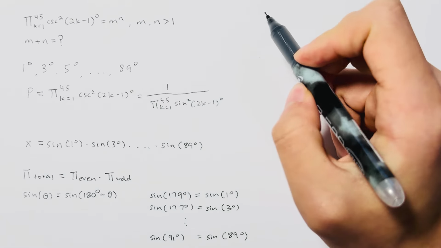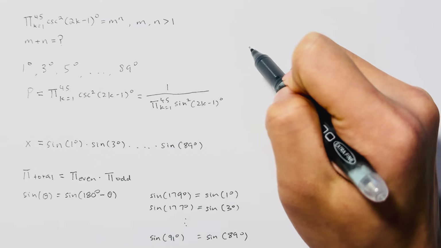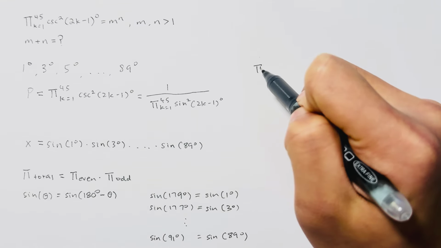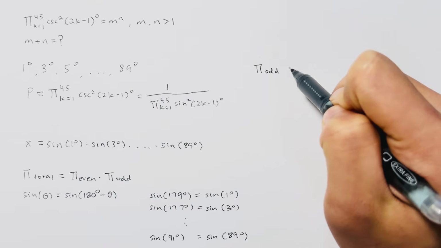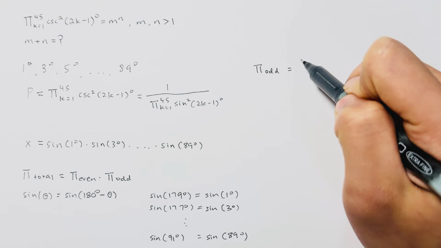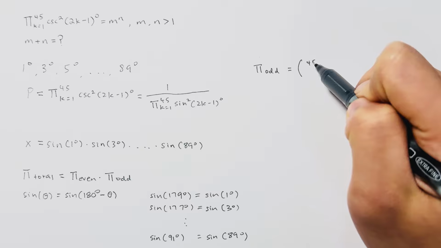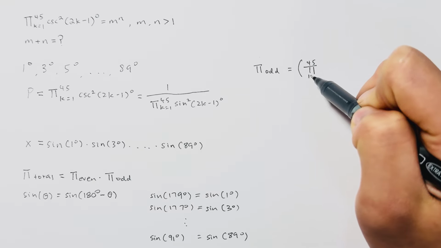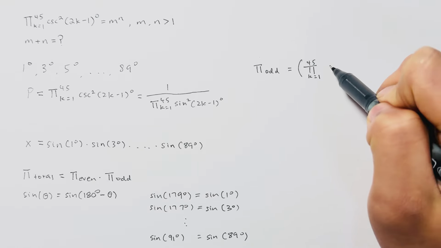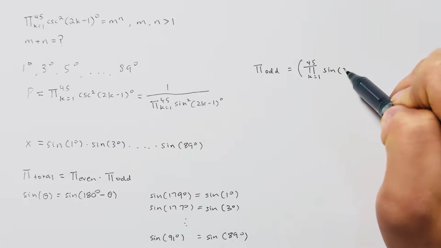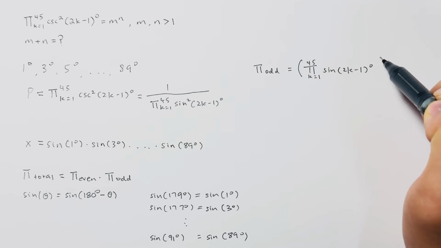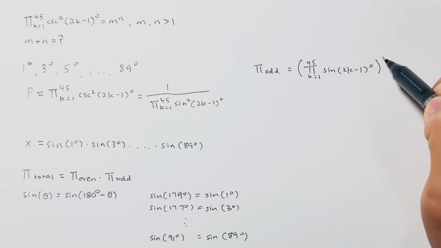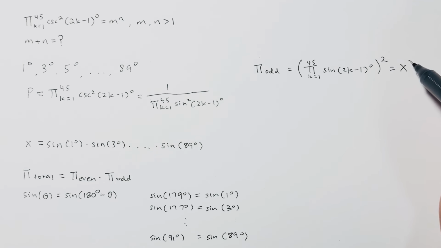So to simplify, this will become odd product equals the product from k equals 1 to 45 of sine (2k minus 1) degrees, squared, equals x squared. This is great because if we find the odd products, we have the denominator we need.